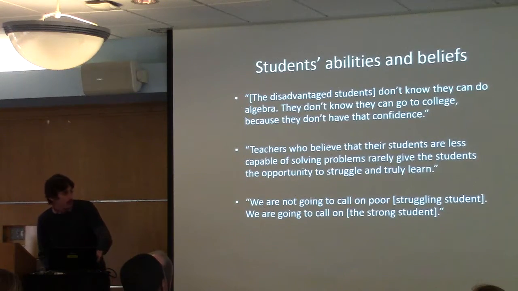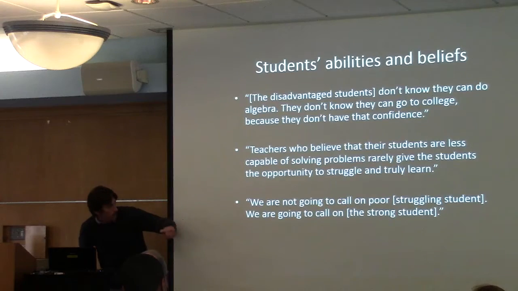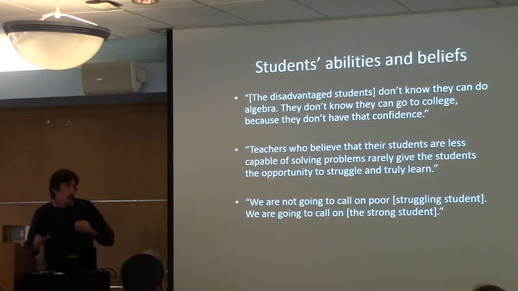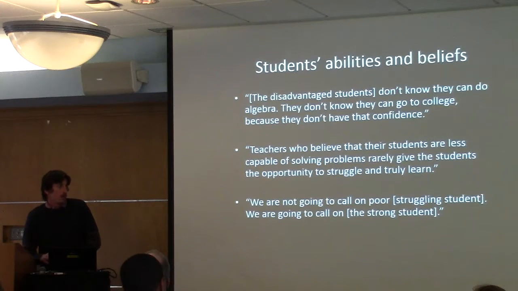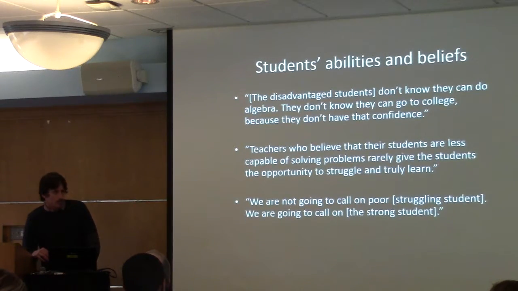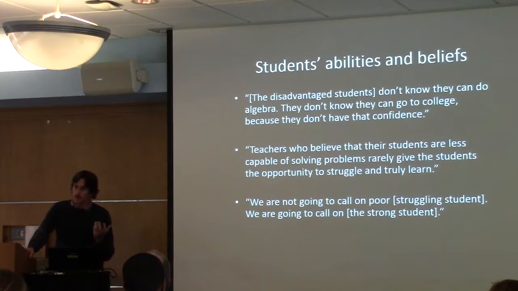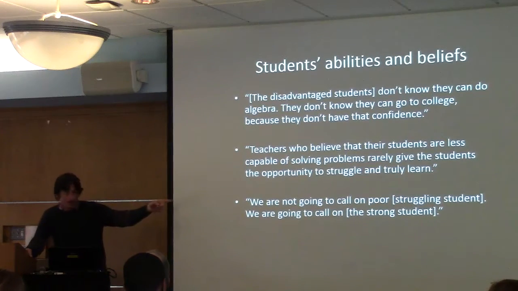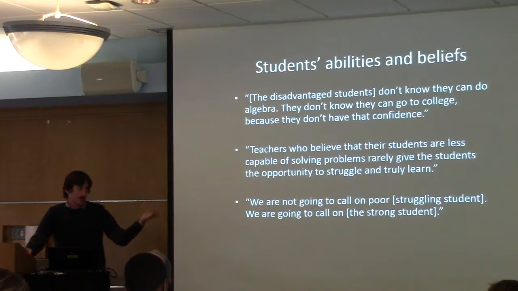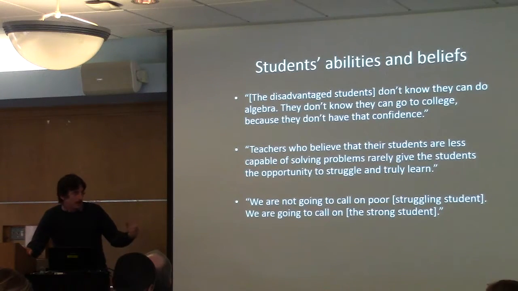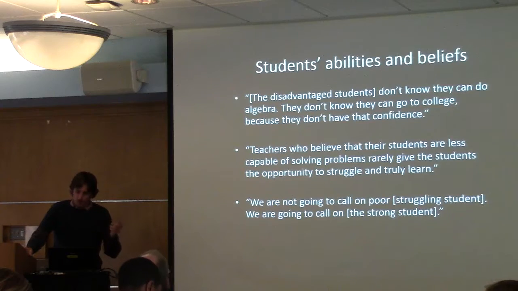I just want to bring your attention to the third quote in particular. We are not going to call upon a poor, struggling student, let's call her Mary. We're going to call on the strong student, Terry, instead. That to me sends a message that it's not okay to have wrong answers in class. Because this struggling student, I know, would give us a wrong answer, but that's okay. But the message that's sending is that it's not okay to be wrong in the classroom. But that's a bit of backwards thinking, I believe.